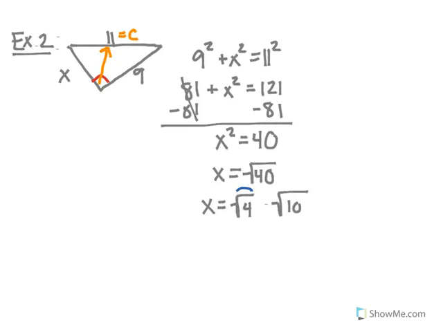And that's helpful because I know the value of this. The value of root 4 is 2. So this is going to become 2 root 10.